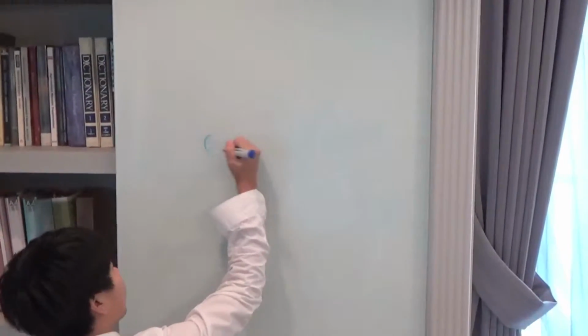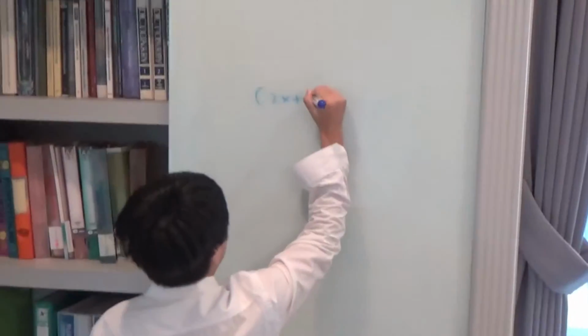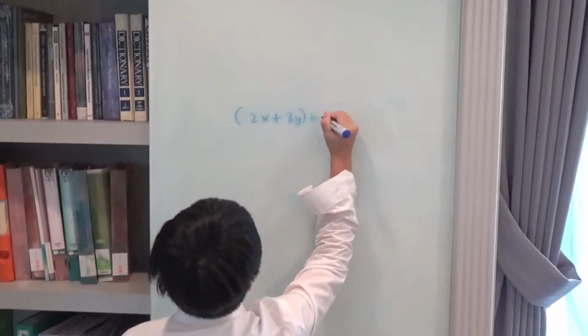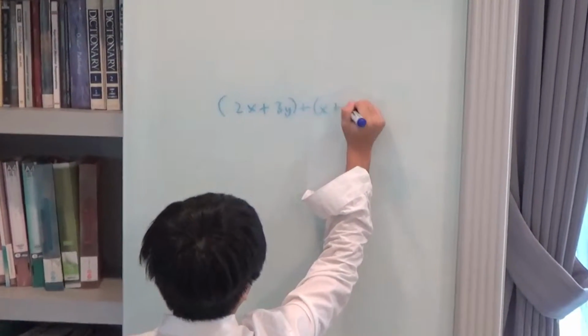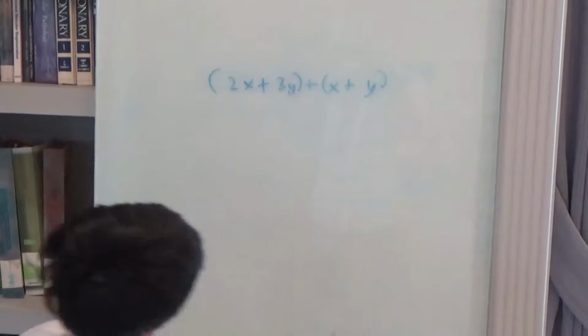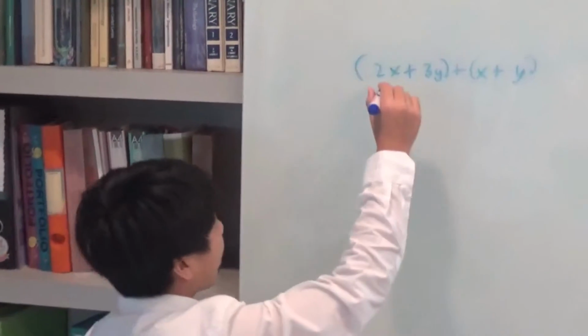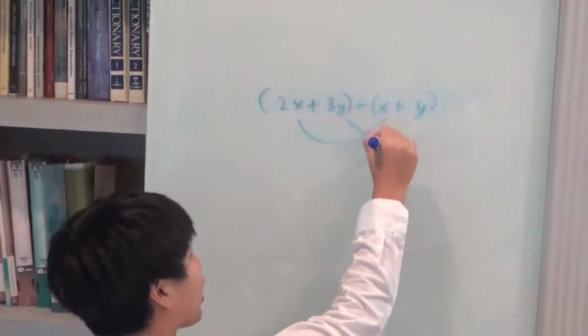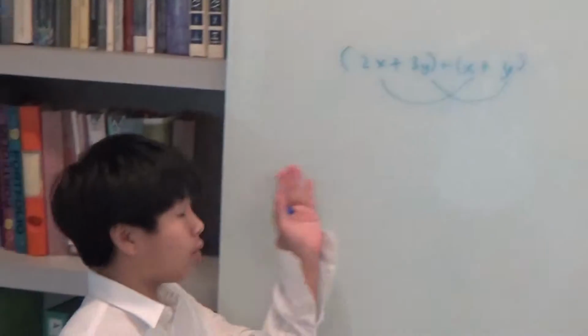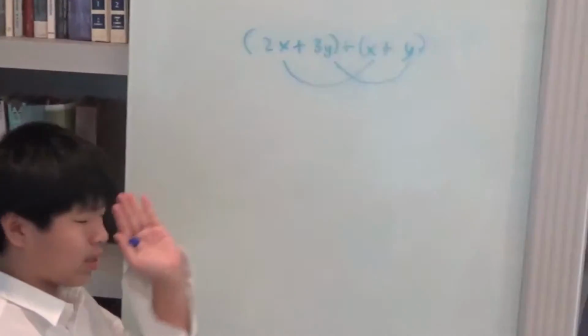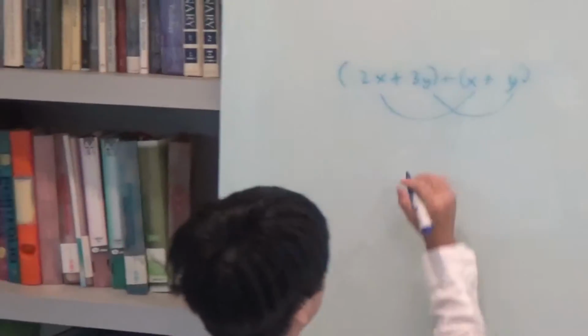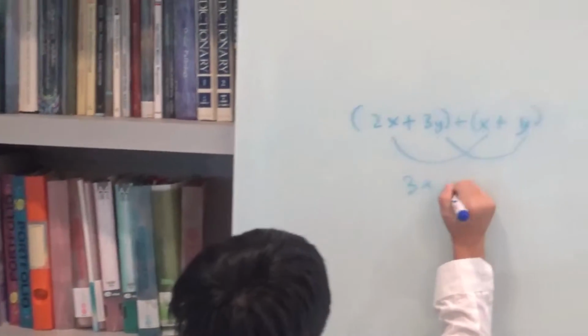Next, I'll be showing you how to do operations on polynomials. A sample problem: 2x plus 3y plus x plus y. Now, by using our knowledge of order of operations, we know that x and x are like terms, while y and y are like terms. So we can combine x and x, and we can combine y and y. That gives us an answer of 3x plus 4y.